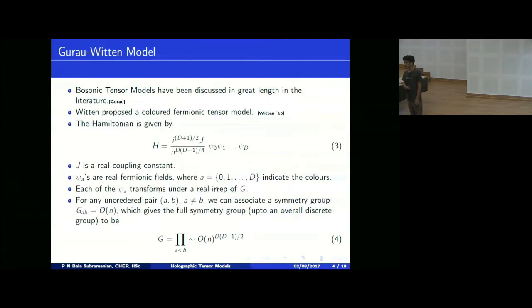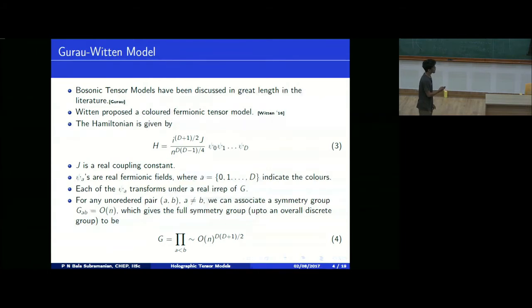Gurau has been discussing these bosonic tensor models for a long time by now, and Witten identified a fermionic color tensor model late last year, and the Hamiltonian is given in this form. I'll expand on what exactly this psi 0 contraction looks like. To point out, J is a real coupling, and the N comes from the gauge group, which I'll come to in a moment, and it's chosen in such a way that you have a nice scaling limit at large N. The psi are real fermions, and A is taken from 0 to D, and these indicate the colors. Each of the psi A's transforms under a real irreducible representation of a gauge group.